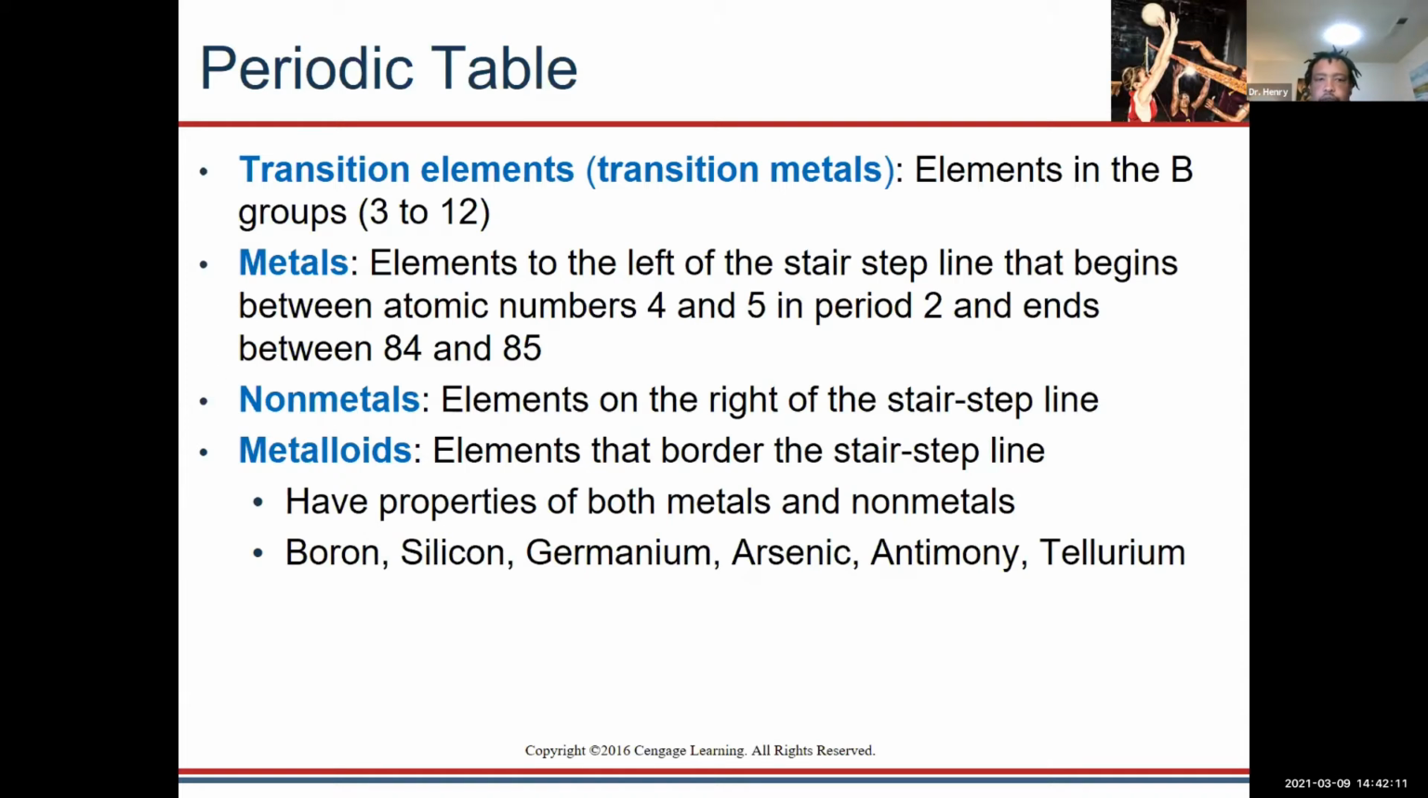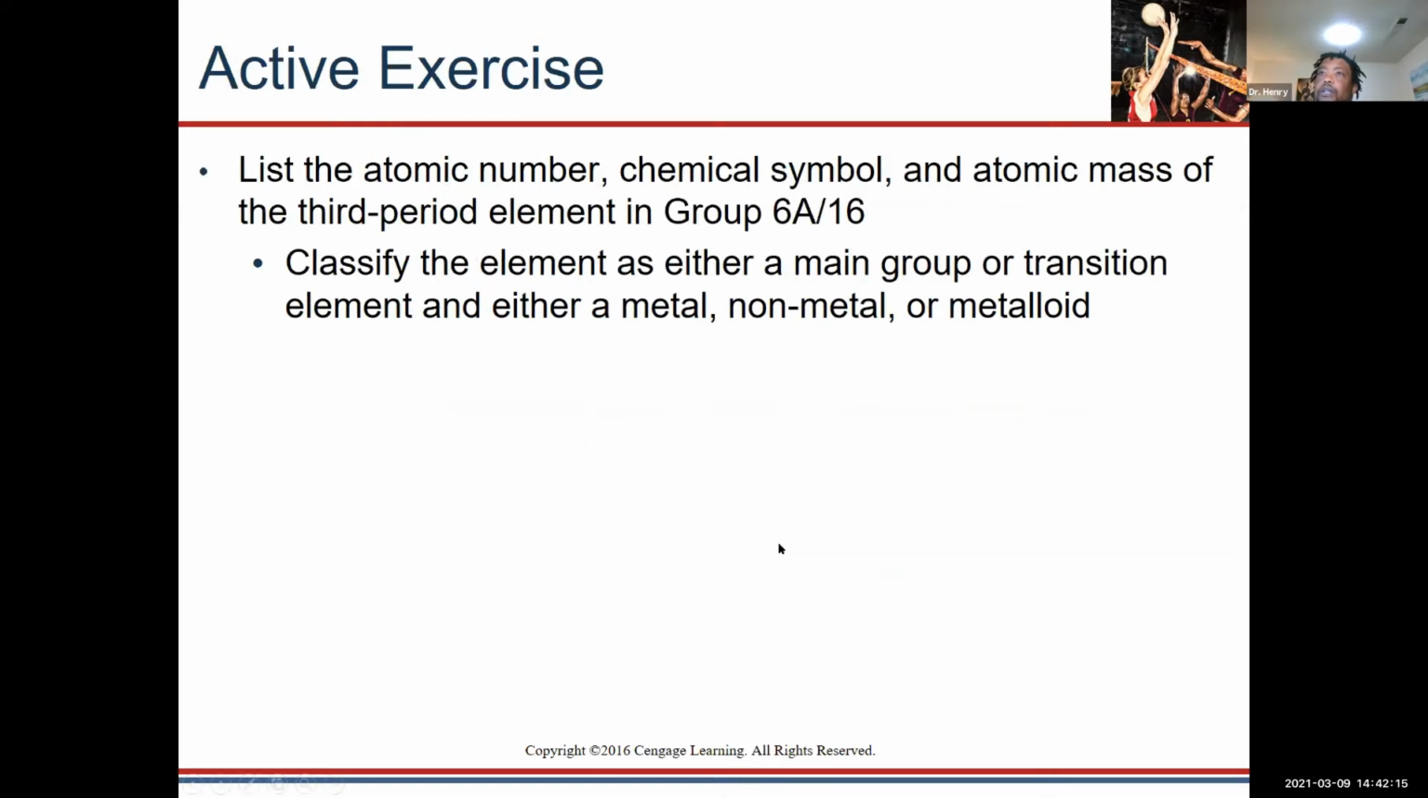Okay, so let's see how much you guys remember about the periodic table. List the atomic number, the chemical symbol, and the atomic mass of the third period element in group 6A/16. So remember, 6A makes reference to the main group, or you could just say group 16. So third period, group 16. So who's in the third period and group 16? Let's take a look.